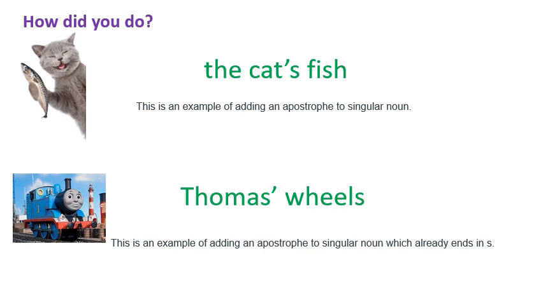How did you do? The cat's fish. Cat is a singular noun. It doesn't already end in an S, so you add apostrophe and S. Thomas's wheels. Thomas is a singular noun, but it ends in an S, so you can just add an apostrophe. You don't need to add an extra S as well.